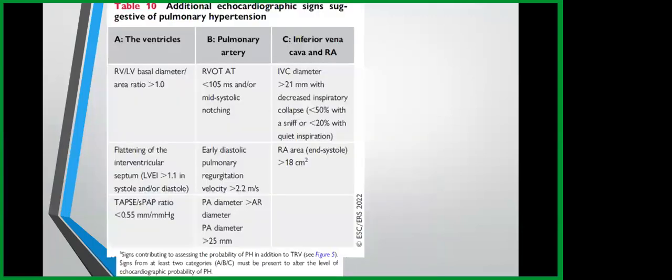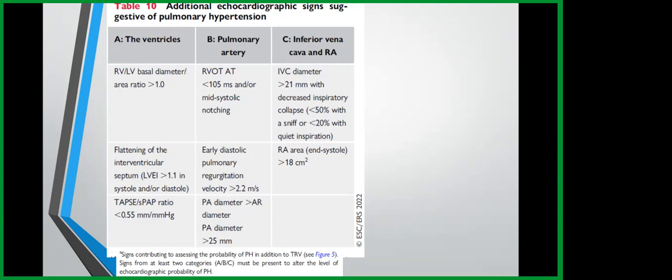So these are the echo signs. There are things we have talked about already, but now they classified them based on whether it's the ventricle, the pulmonary artery, or the inferior vena cava and the right atrium. You need signs from at least two categories. That's what the guideline says, to alter the echocardiographic probability of pulmonary hypertension.